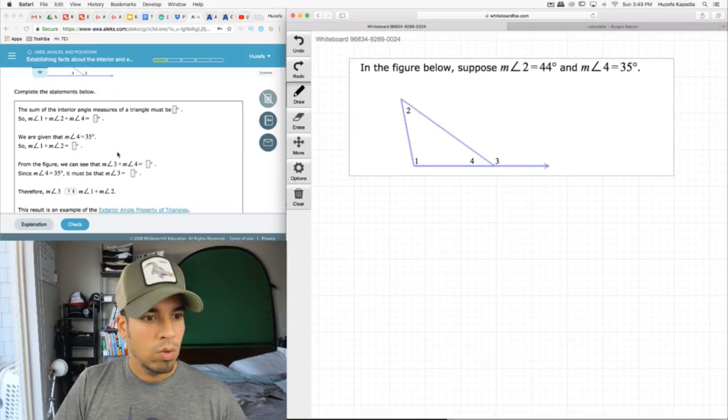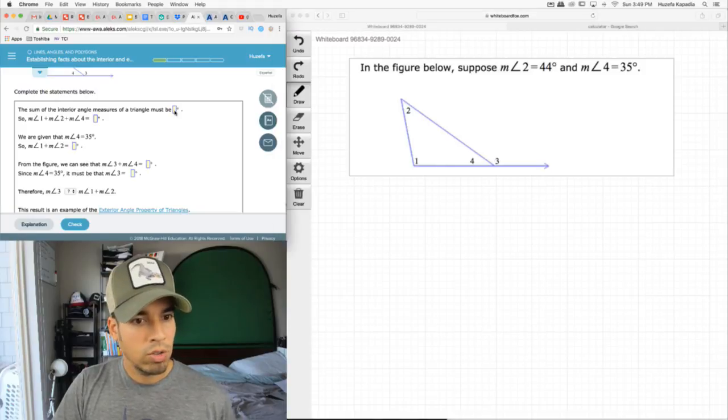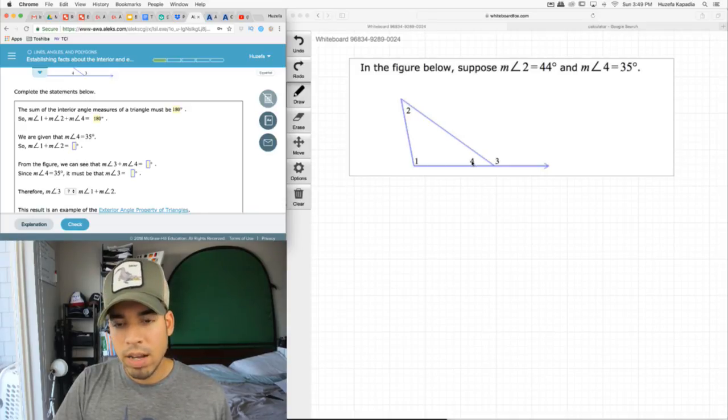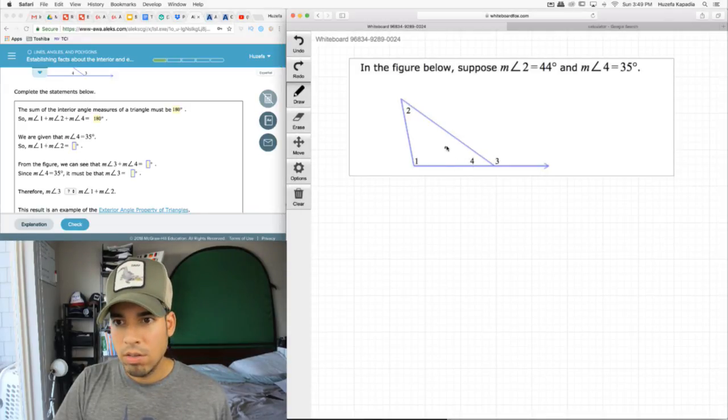Okay, here we go. 1 plus 2 plus 4, so all the angles must equal 180. Same deal. Therefore, these add up to 180. Angle 4 equals 35, right? Let's put these values in. Angle 4 equals 35, and angle 2 equals 44.